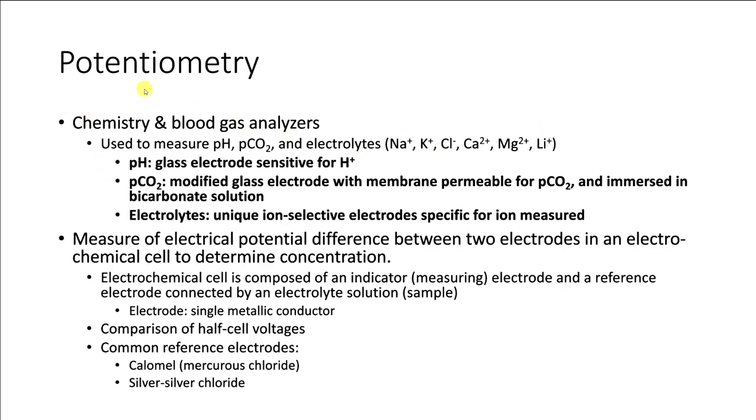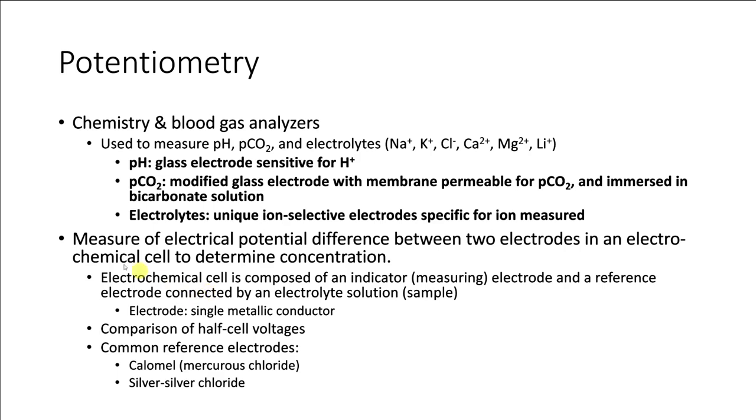Though I think I have seen a lot of chemistry analyzers also using it for the electrolytes as well, potentiometry, I mean. So pH, we're going to use a glass electrode that is only sensitive for hydrogen ions. For PCO2, we're going to modify that glass electrode, making a membrane just for PCO2, and is then immersed in a bicarbonate solution. And electrolytes, we're just going to use ion-specific electrodes for that specific ion.